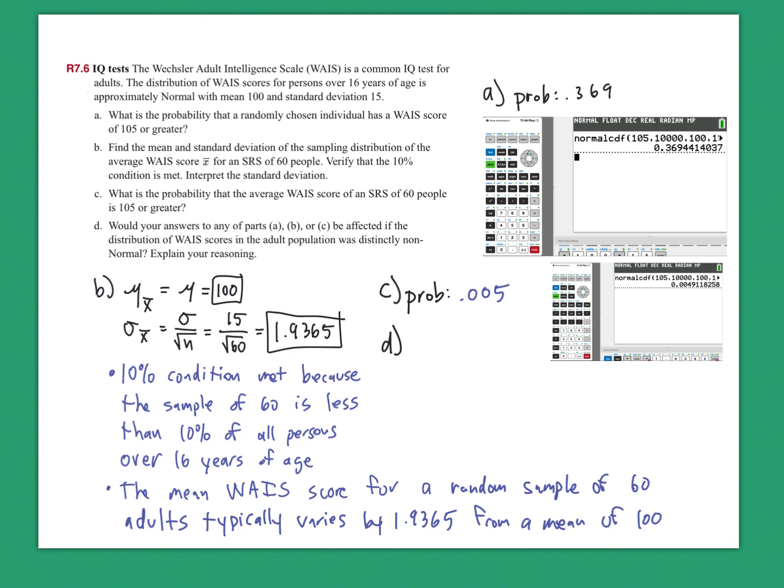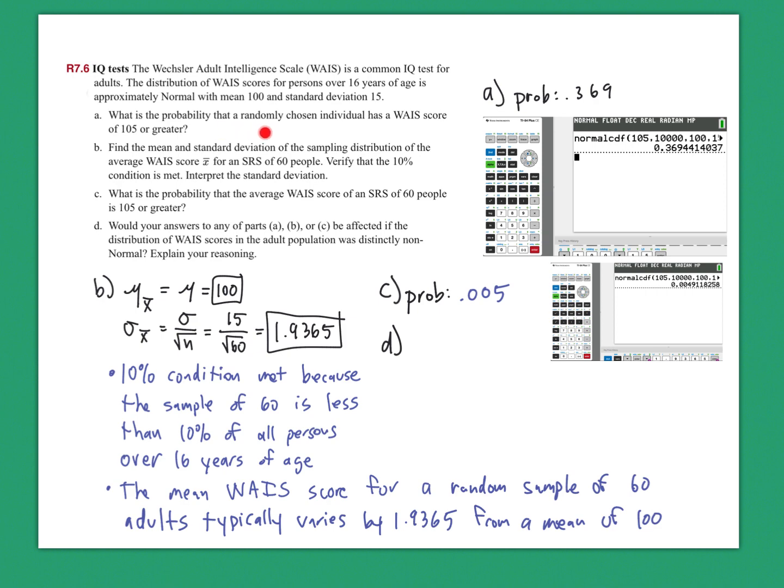Would your answers to any of parts A, B, or C be effective if the distribution of WAIS scores in the adult population was distinctly not normal? Okay, so they're asking us kind of like that central limit theorem type question, or at least for one of the parts. So we'll go for part A.